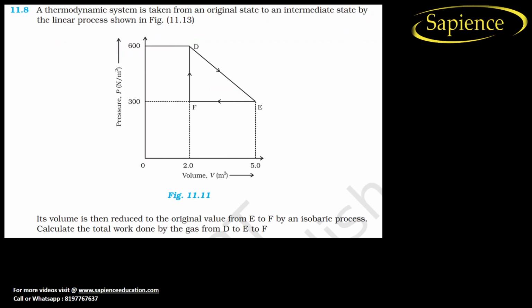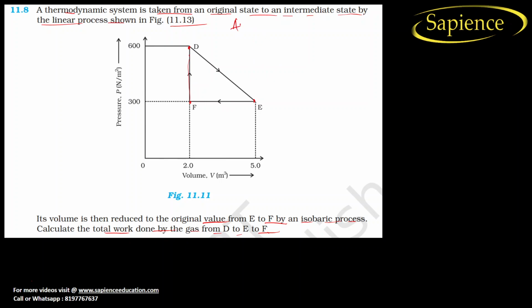Now let us go for question number 11.8. A thermodynamic system is taken from an original state to an intermediate state by a linear process shown in the figure. Its volume is then reduced to the original value from E to F by an isobaric process. Calculate the total work done by the gas from D to E and E to F. We need to find the net work done.